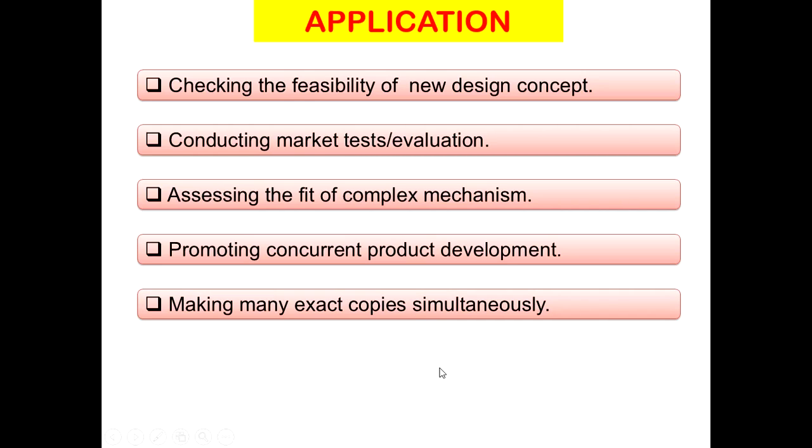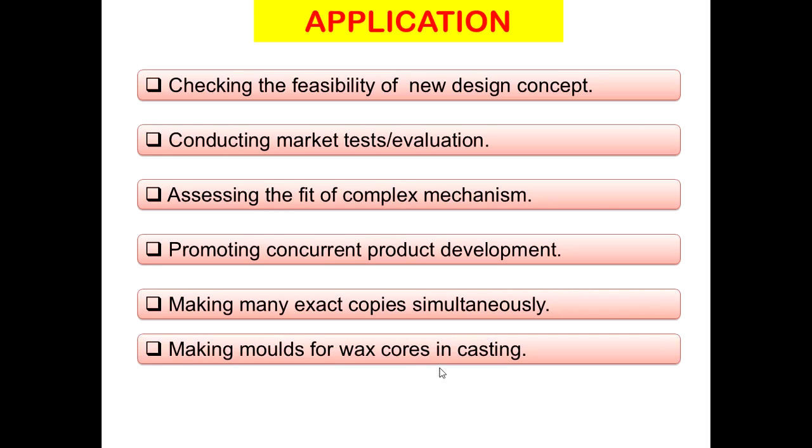Then we can have the manufacturing of exact copies simultaneously. So similar components or similar products can be easily manufactured with the help of this rapid prototyping technology, and with no variation. So variation will not be there. We are using the 3D CAD model, and the input of the 3D CAD model will be given to the machine. And these will be exact copies, we can say similar copies, of the component that we are manufacturing with the help of this rapid prototyping.